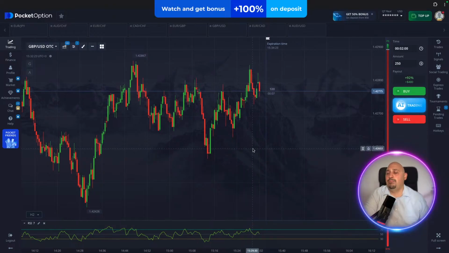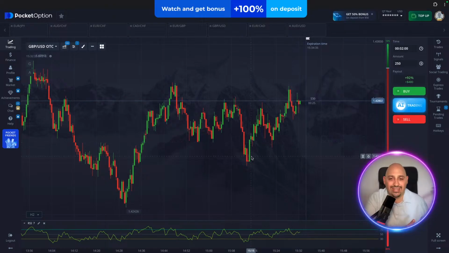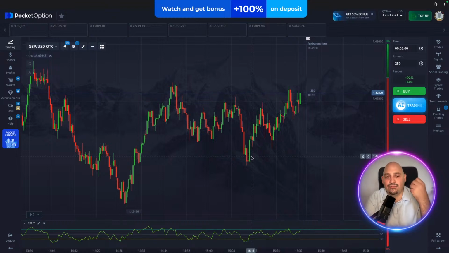I personally like to have as many confirmations as possible. I've been trading by myself for many, many years, and I do understand how things work. Of course, it doesn't mean that I'm always perfect. The whole idea, guys, is to make more successful trades than unsuccessful trades, because there is no such thing as a perfect trader.